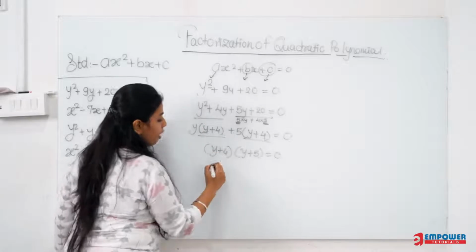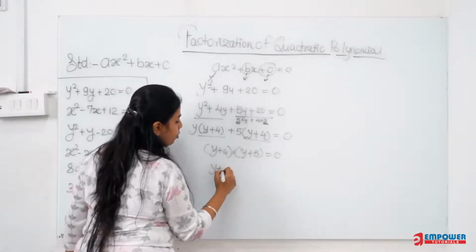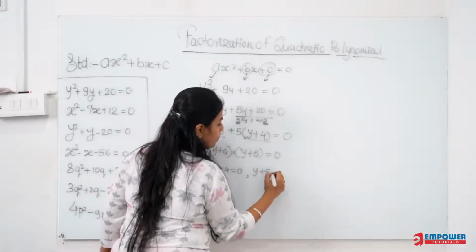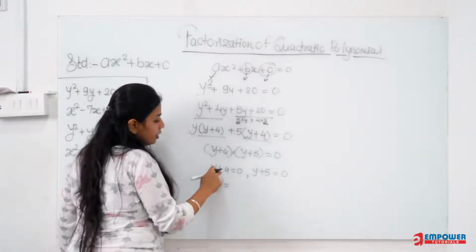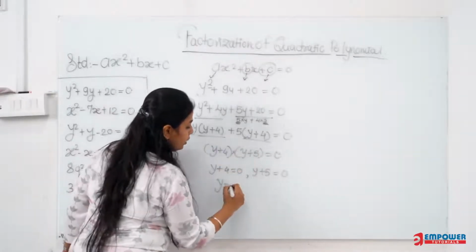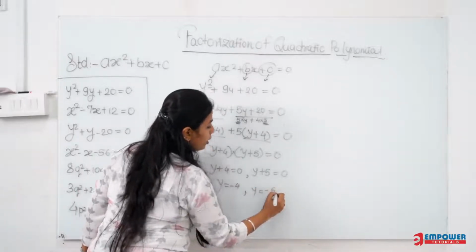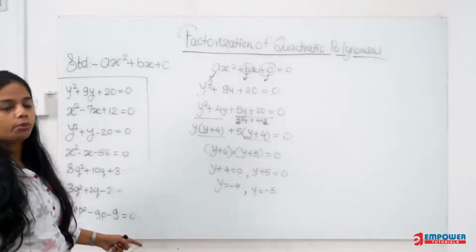So the answer for y will be, since there is a multiplication sign, y plus 4 is equal to 0, comma, y plus 5 is equal to 0. So this will be y is equal to, when this plus 4 goes to that side, it will be minus 4, and y is equal to minus 5. So this is how you can factorize the quadratic polynomial.